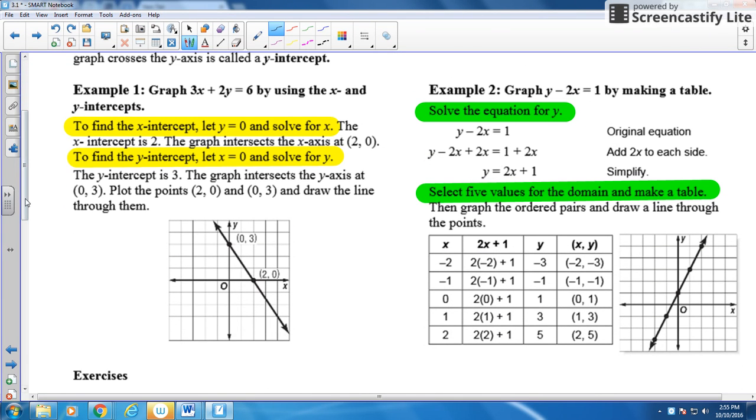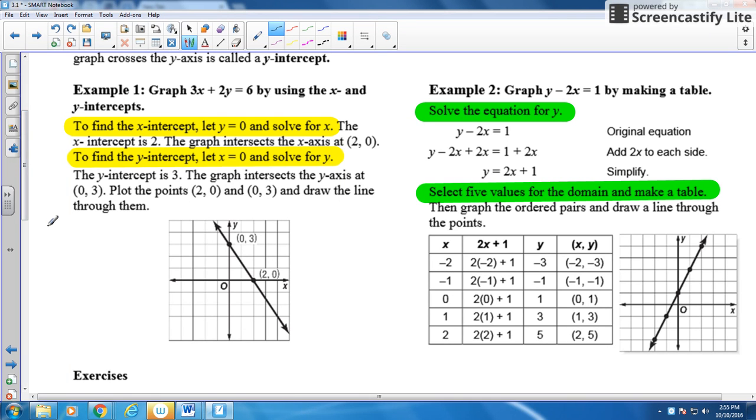Okay? So here's the big main idea here. If we want to find the intercepts, we need to let y equal 0 and solve the equation for x. Then we're going to let x equal 0 and solve the equation for y to get our y-intercept. So let me demonstrate that for you right here.